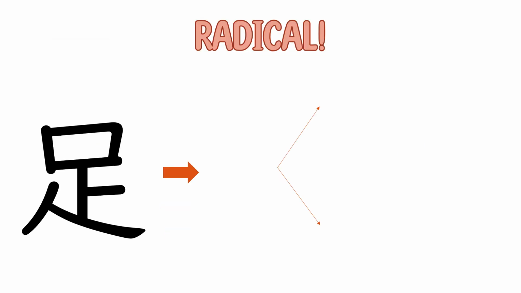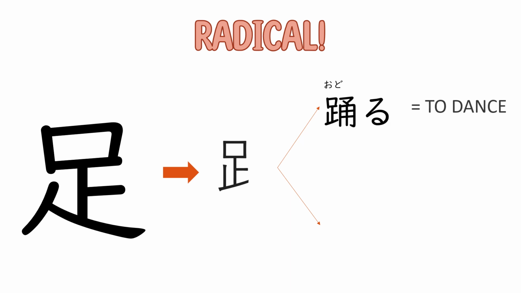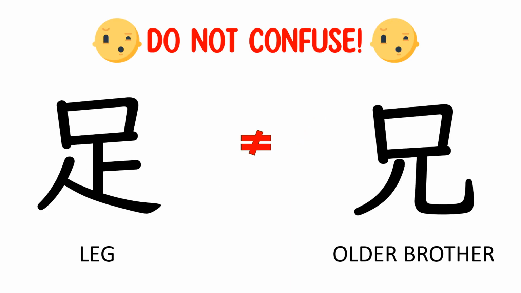This kanji is as helpful in real life as it is in the kanji world. That's because it can also act as a radical. Be mindful that its shape changes slightly. We see it in the words odoru, to dance, and keru, to kick. Do not confuse leg and older brother. Leg has a footprint on the bottom, while older brother has a pair of legs.